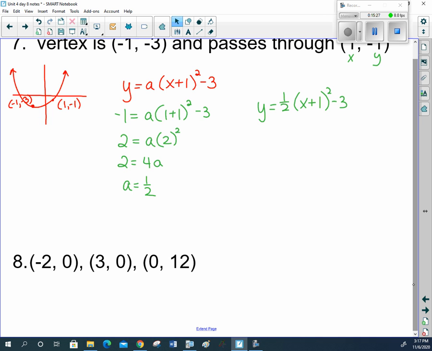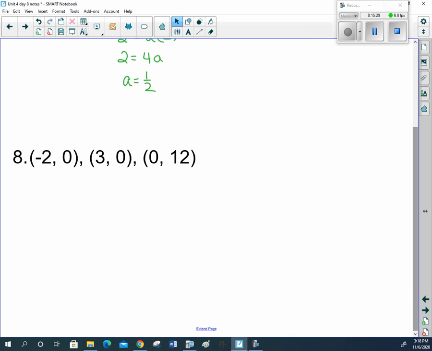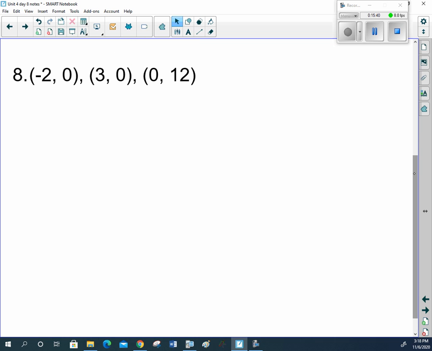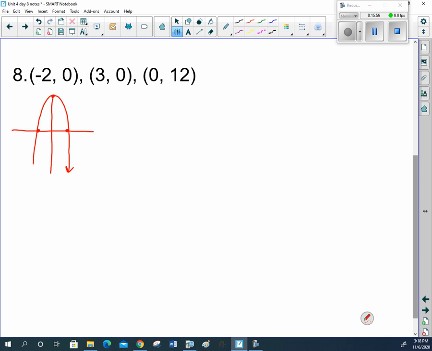Okay, this one down here, it looks like to me I don't have the vertex anymore. It looks like I have the x-intercepts. So if I have the x-intercepts, I'm going to need another point besides the 2 given points. If I want to make a quick sketch of what's happening, -2, 0 I'll put right here, 3, 0 right here, and my y-intercept is 0, 12. So it looks like my parabola is going to be facing down.